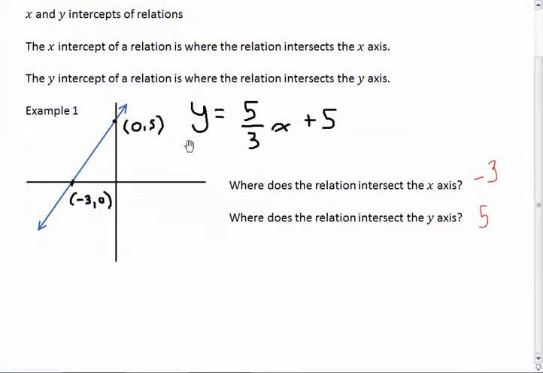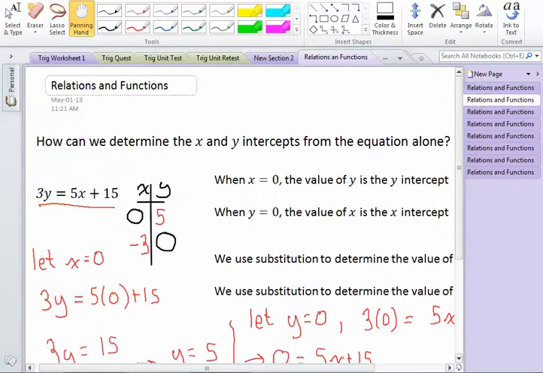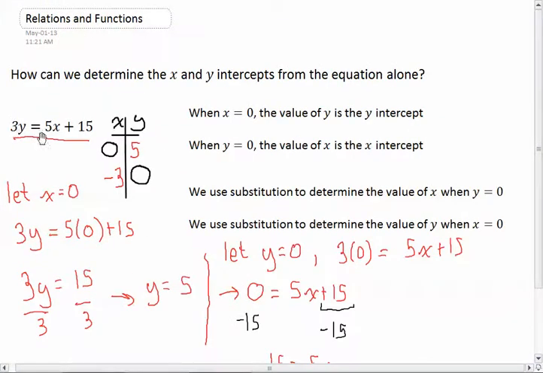So as it turns out, the function y is equal to 5/3x plus 5 is in fact the exact same function as 3y is equal to 5x plus 15. So these two functions are exactly the same. All that's happened is we've changed it using algebraic manipulation.